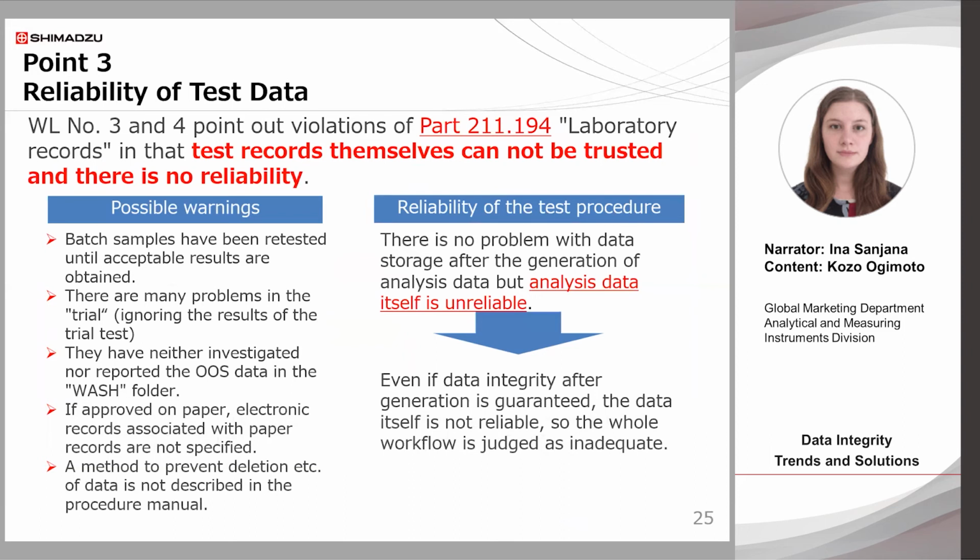In the third and fourth warning letters that we discussed, it was pointed out that test records and procedures were not reliable. As we discussed, there were problems with retesting until the desired result was obtained. Elsewhere, paper records were altered or destroyed in clear violation of GMP. These are not problems with the storage of data, but rather with the procedures used to generate the data. Even if data is well managed after the tests, the analysis data itself is not reliable, so the whole workflow is judged as inadequate. Let's look at what measures we can take to prevent this situation.